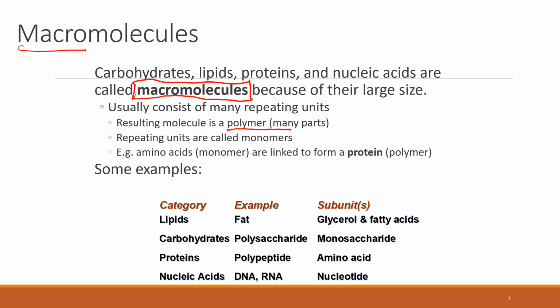And a polymer means it has many parts, and the many parts are formed by joining together smaller parts, which are called monomers. So you can join monomers together to make polymers. And all of these, carbohydrates, lipids, proteins, nucleic acids, are formed by joining monomers to make polymers. So we're going to go through that in a little bit more detail, since these molecules are so important to biological cells.